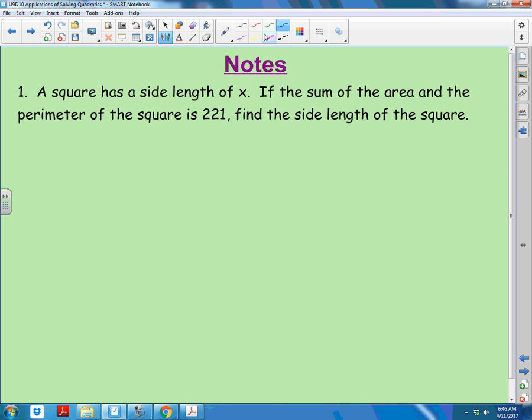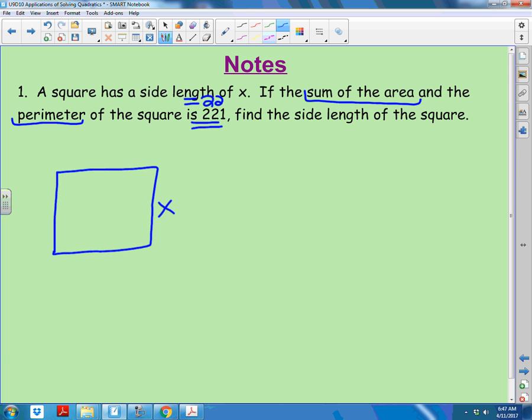So here we go. A square has a side length of x. The minute I see that it's a shape, I would strongly suggest you go ahead and draw that shape. If the sum of the area and the perimeter of the square is 221. So we know we have an equation because we see is 221.